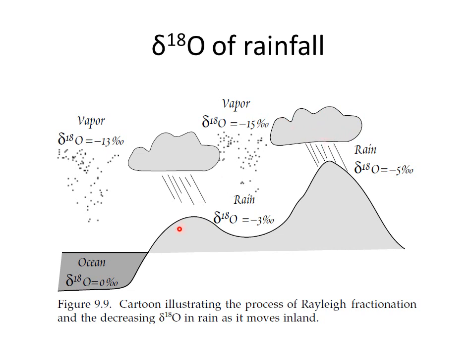Which means that as you progress away from a coastline, you should get progressively more negative delta 18O. So as water evaporates from, say, the North Atlantic and comes across over Scotland, if we were to measure the oxygen isotope composition in rainfall, it would be more negative in Edinburgh than it is in Glasgow, because the heavier isotopes have rained out over Glasgow.